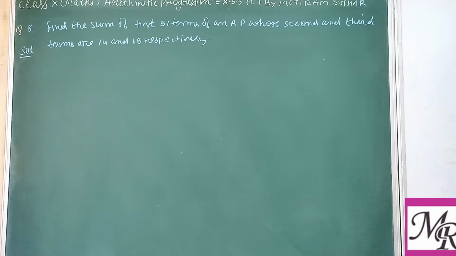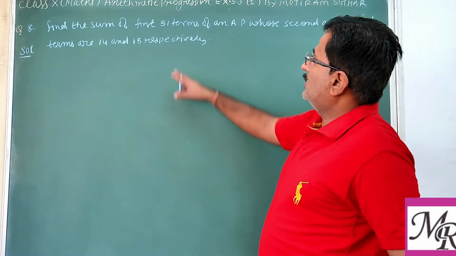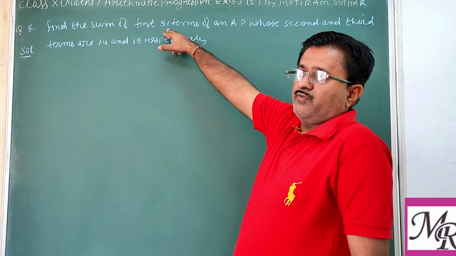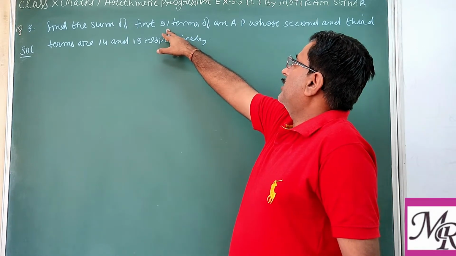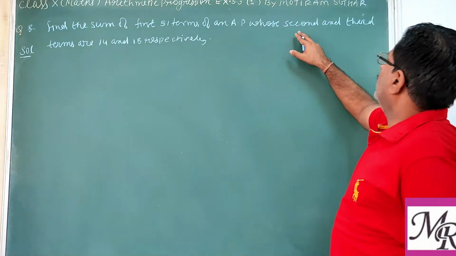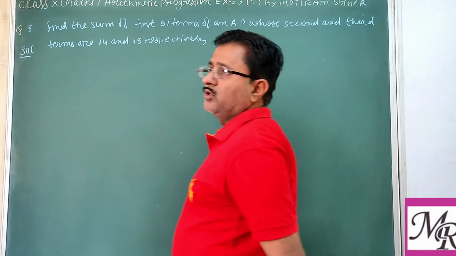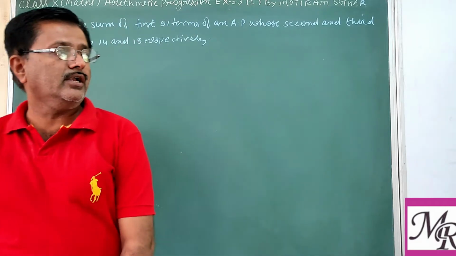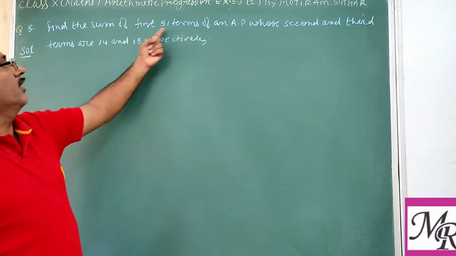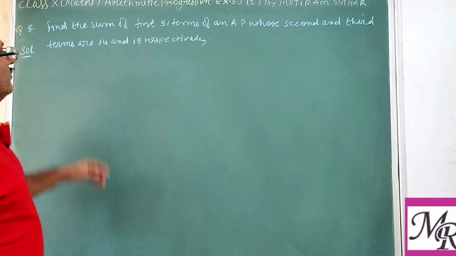Yes, dear student, next problem, question 8. Find the sum of first 51 terms of an AP. Which AP? Whose second and third terms are given. We are given the second and third terms of the AP. For that AP, you have to find the sum of first 51 terms.